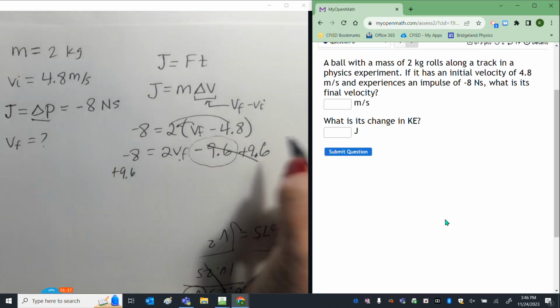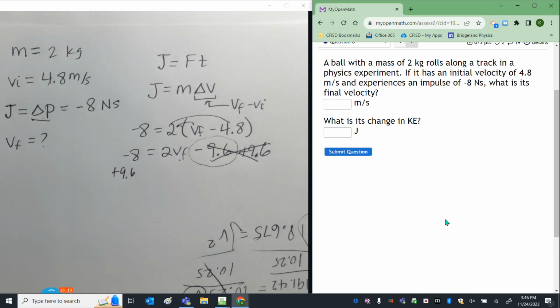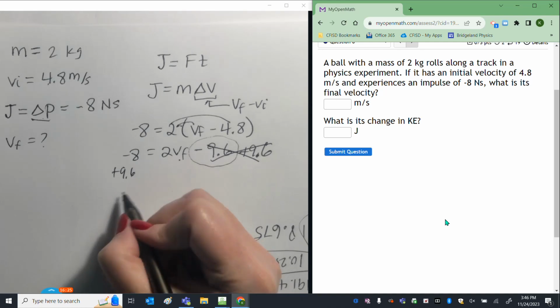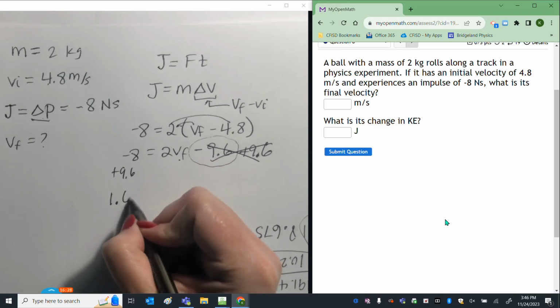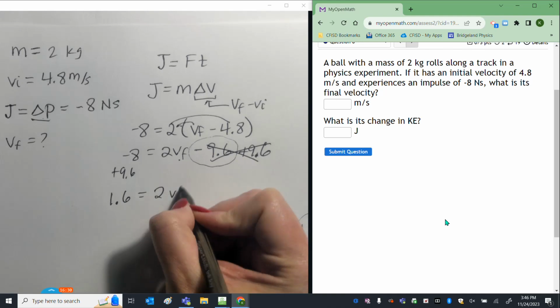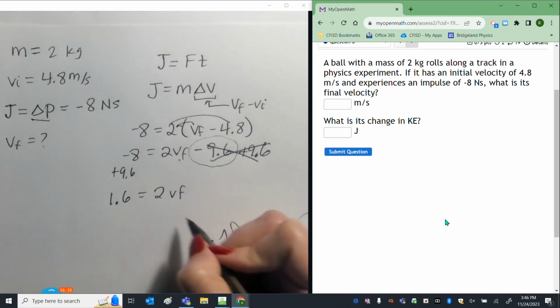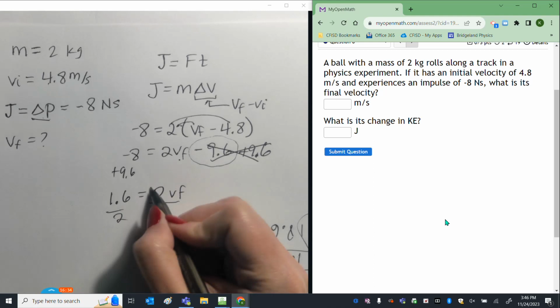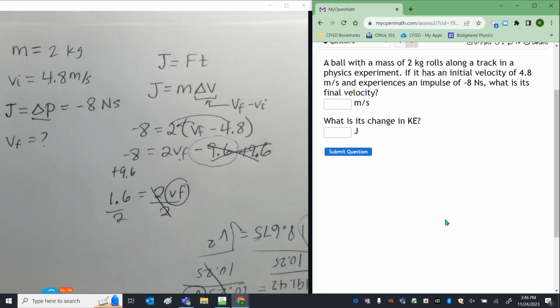That's going to cancel all of that. And 9.6 plus -8, or 9.6 minus 8, is going to give us 1.6 equals 2 times VF. From here, we're going to divide both sides by 2, and that will isolate our variable. So 1.6 divided by 2 is, of course, 0.8, and that would be its final velocity, 0.8 meters per second.